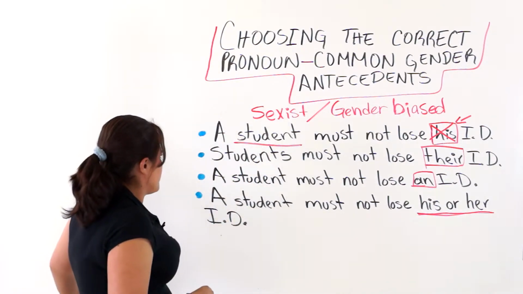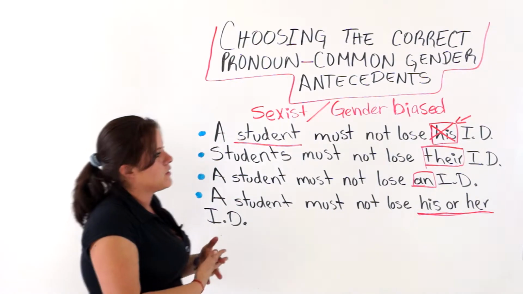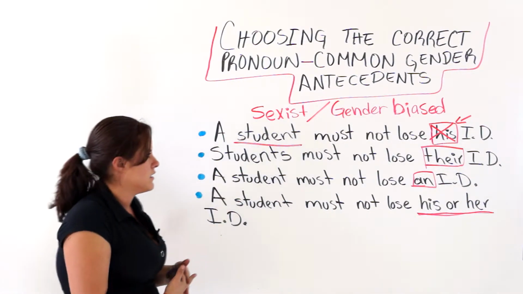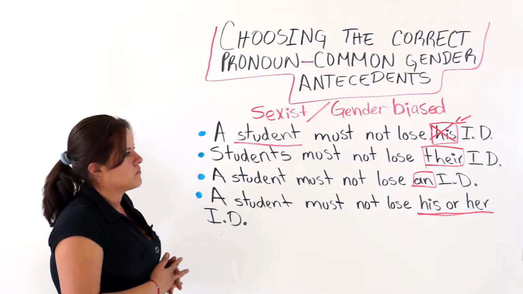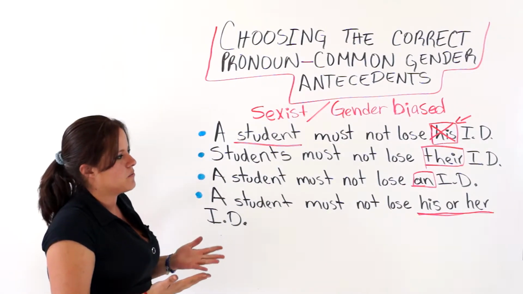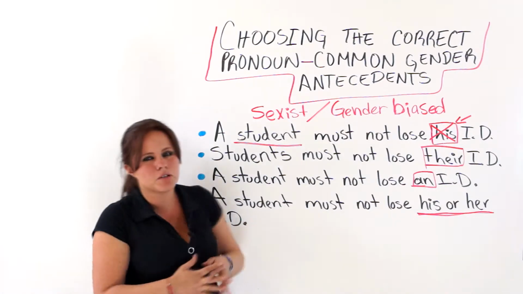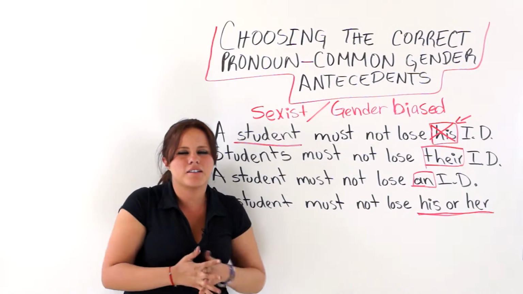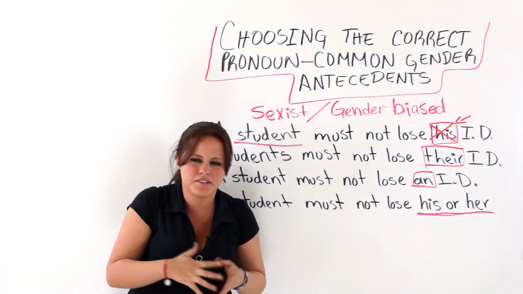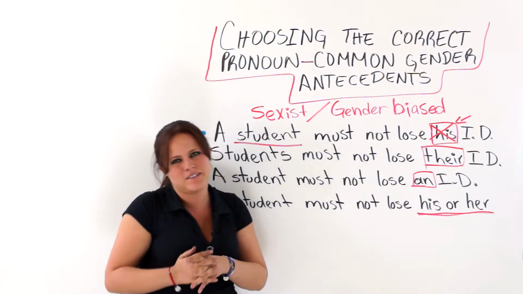Right? So you could say students must not lose their ID. Or a student must not lose his ID would be wrong. And an ID would be correct. Alright? Next I will give you some practice sentences and examples so that you can practice along with me.